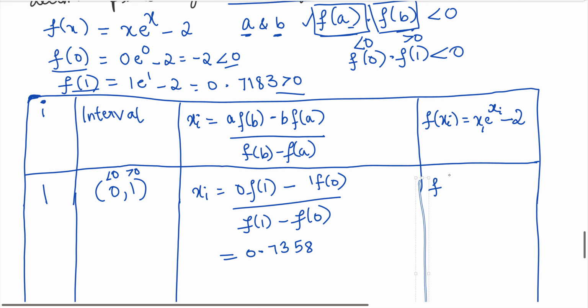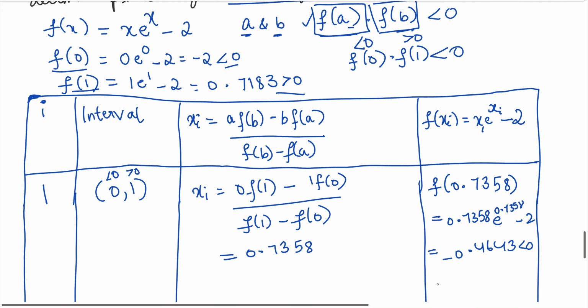Now let's see what is f of 0.7358. We have to substitute 0.7358 in place of x. So it's 0.7358 into e power 0.7358 minus 2. The value of it would be minus 0.4643, which is less than 0. So this value is less than 0.